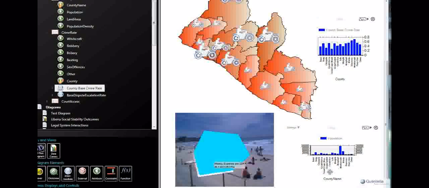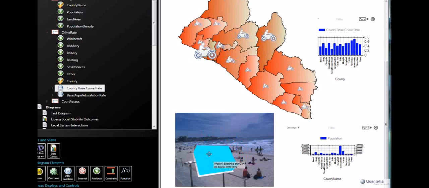This graph shows the population in each county. And the way we determine the number of CJAs allotted to each county is based on those two factors. So you can see in particular that Montserrado County, which contains Monrovia, has both a high crime rate but also a relatively high population. And so it gets allocated a larger number of CJAs, especially when there's a small dollar amount that's allotted on a weekly basis than other counties.